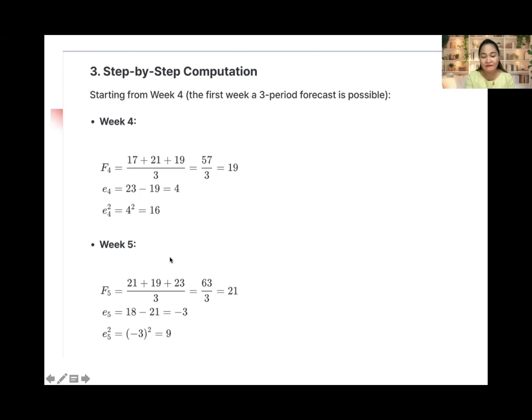For week 5, you have 21, 19, and 23 divided by 3. So you have 63 over 3, that is 21. And you are going to subtract that from the actual. So the actual is 18 minus 21, you have negative 3. And then when you square it, you have 9.